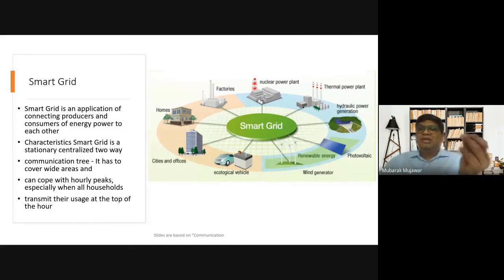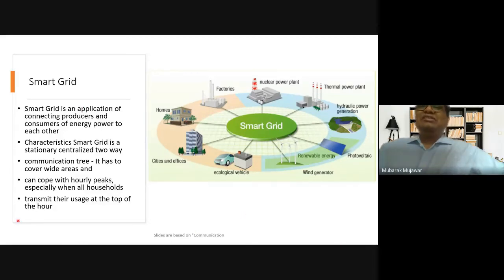The next thing is we have some critical usage. For example, we have airports, hospitals, and schools, which require uninterrupted power supply. We should not have any interruption of power supply for critical applications such as hospitals and schools. So we have to consider all these characteristics and features when we define our communication requirements.